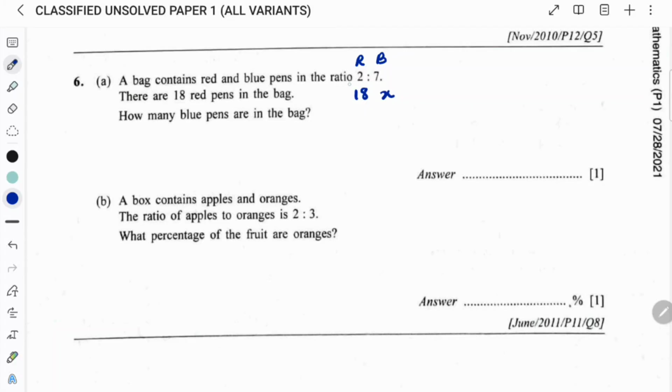So when 2 times 9 is 18, 7 times 9 will be equal to 63. But in the working we can do it like that. Just simply cross multiply, write down their ratio, and then you can do it. So 2 is the ratio, and that is the number of pens, 18. Okay, and 7 is the ratio, and then we have to find out for blue pens, that is x. So simply cross multiply. 2x is equal to 7 times 18. x is equal to 7 times 18 divided by 2.